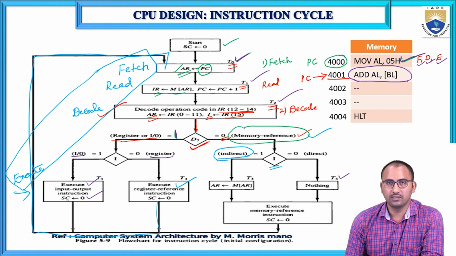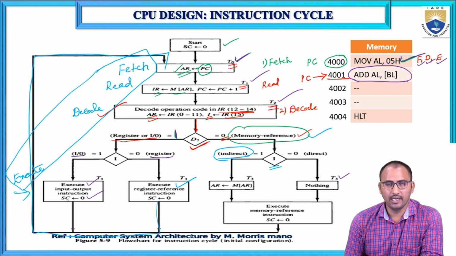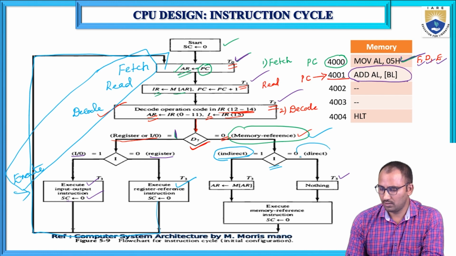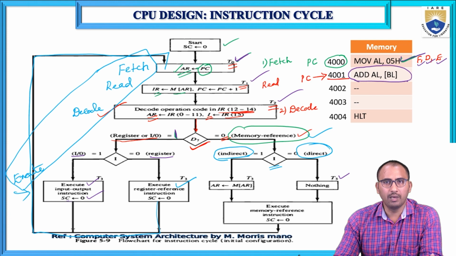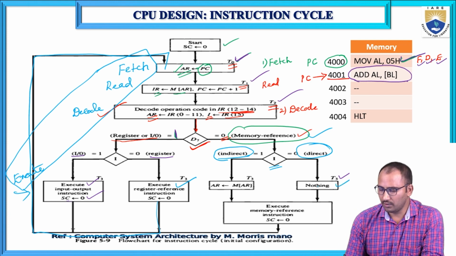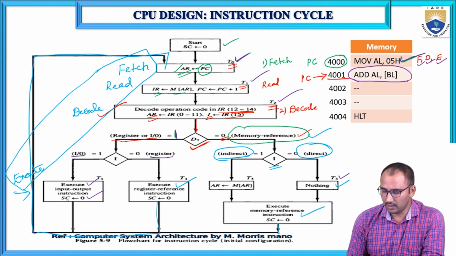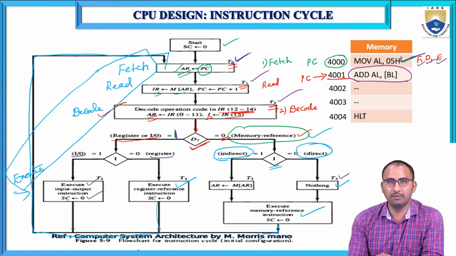Indirect. Suppose if I is equal to 0, then it is a direct memory reference instruction. So if the instruction is a direct memory reference instruction, then there is nothing to do. Directly it can be executed. After executing, again the sequence counter is initialized to 0, so that the next instruction will be fetched from the memory.